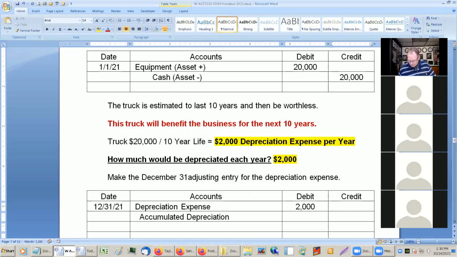And the very morbid way of remembering the journal entry for depreciation expense is: at the end of its life, it is dead. This is the same journal entry you always use for depreciation. DEAD. End of its life, it's dead.